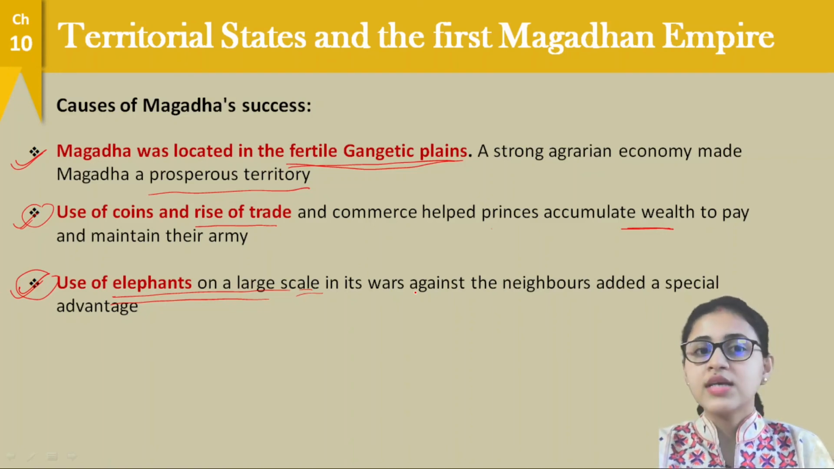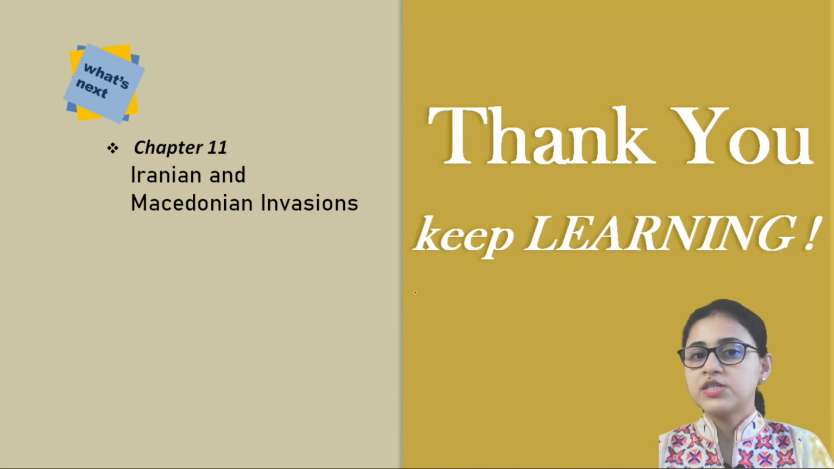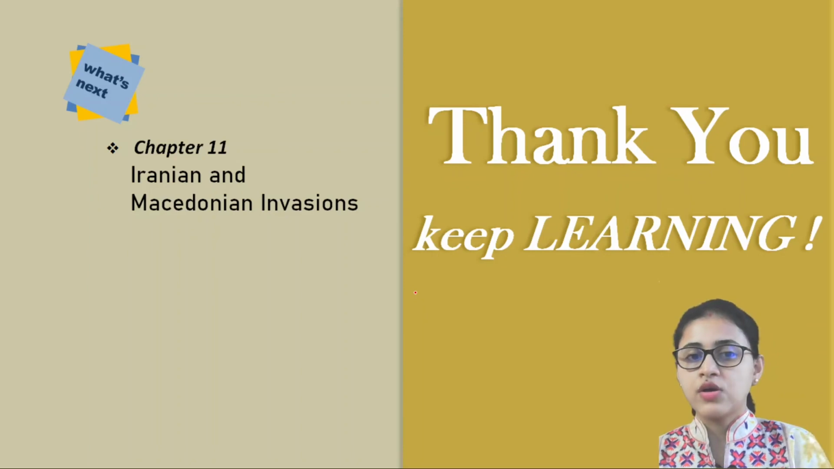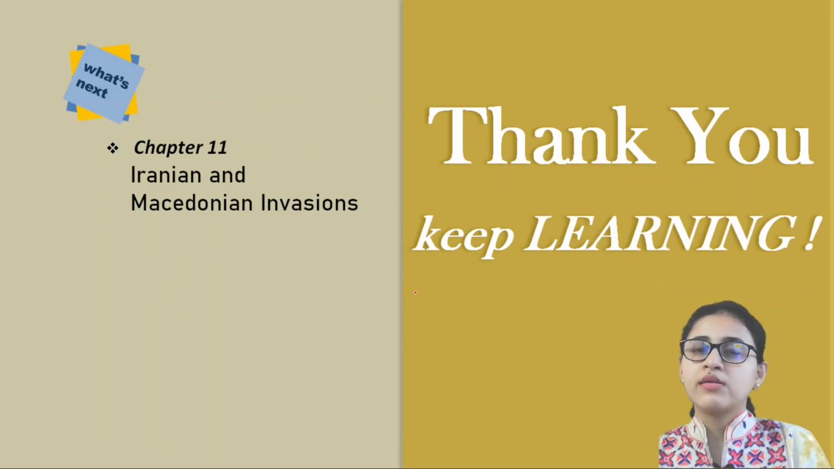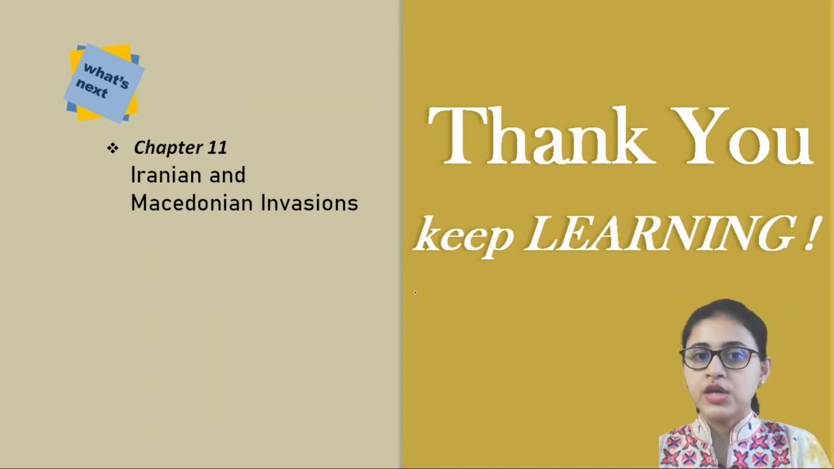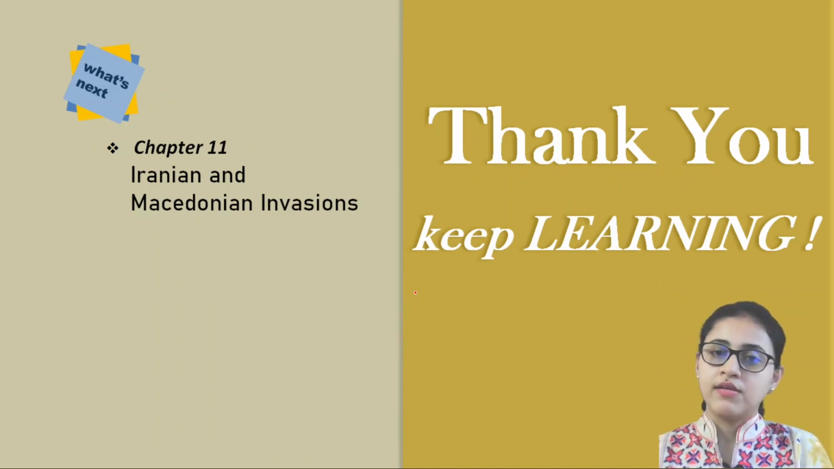Now, with this I conclude this chapter, and in the next chapter we will be talking about the Iranian and the Macedonian invasions. In chapter 11 we will be talking about these invasions, during the same period when we are talking about the expansion of the Magadha kingdom. In the northwest, some of those areas were ruled by the Iranians and also the Greeks. So that is a completely different picture from that of Magadha. In the next video in chapter 11 we will be discussing the Iranian and the Macedonian invasions, right?